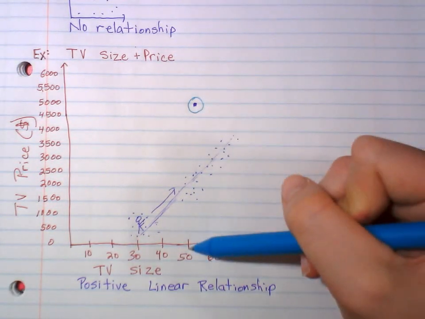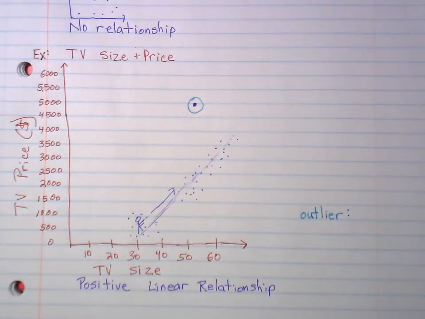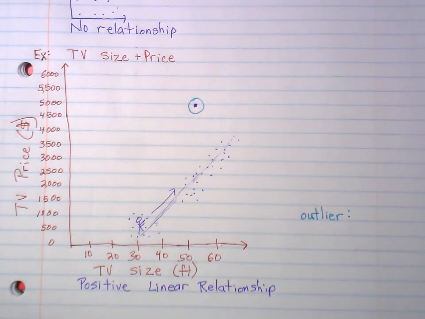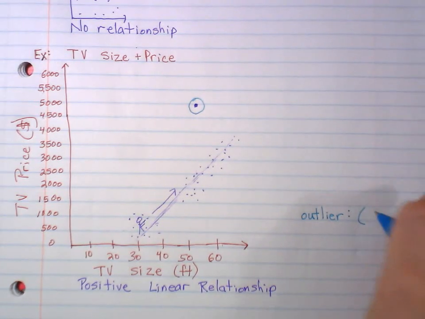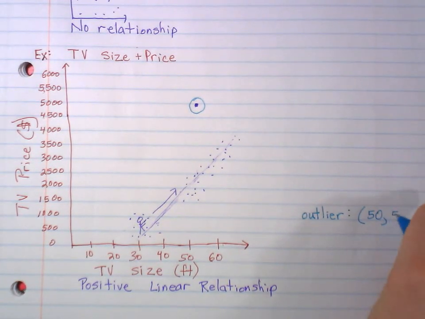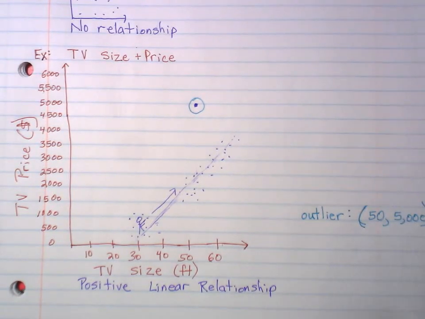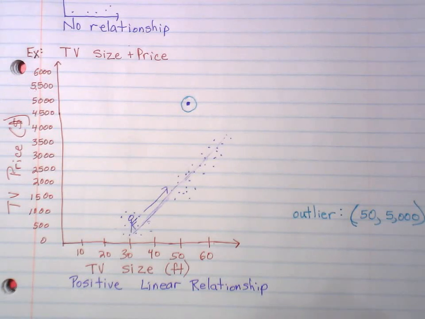So the outlier here, this dot right here, does not fit the pattern. That dot says when the TV is 50 feet, isn't that what we do TVs in? Yeah, feet. So when the TV is 50 feet, it's going to cost $5,000. So we have an outlier at $55,000. That dot does not fit the pattern. So that's our outlier.